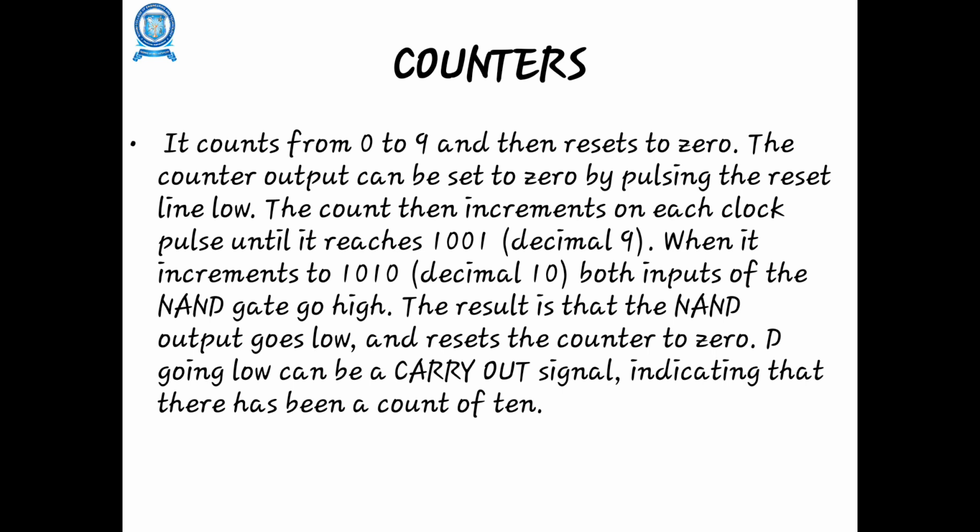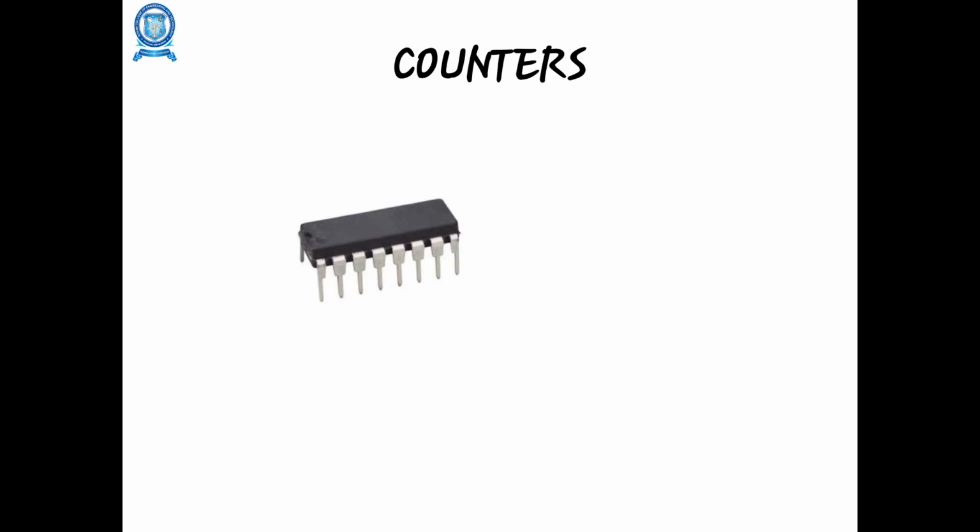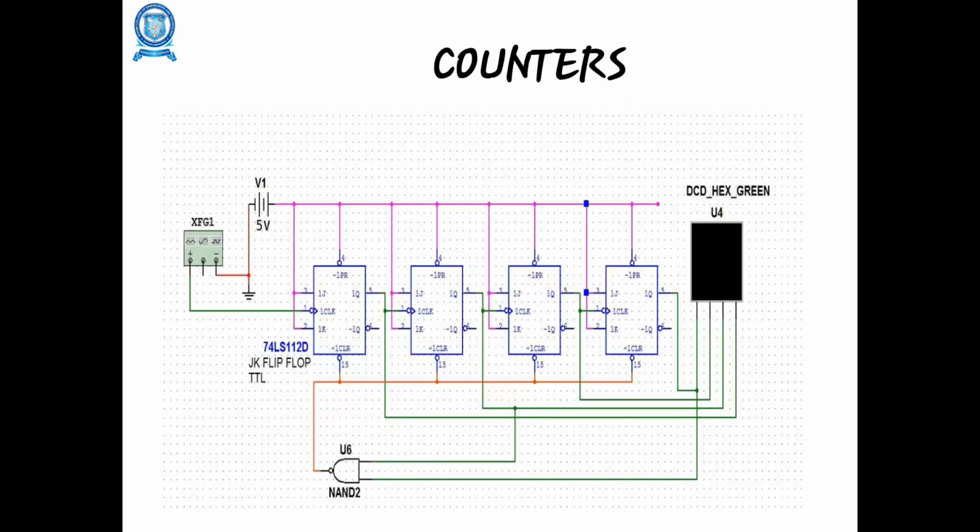The flip flop counter starts from 0 to 9 and then resets to 0. The counter output can be set to 0 by pulsing the reset lines. The count then increments on each clock until the counter is set to 0. 0 0 0 0 is the final state of the synchronous counter, indicating that the counter starts its counting. Simply, the counter will start counting from one sequence, and after making one complete count it will end at that sequence.